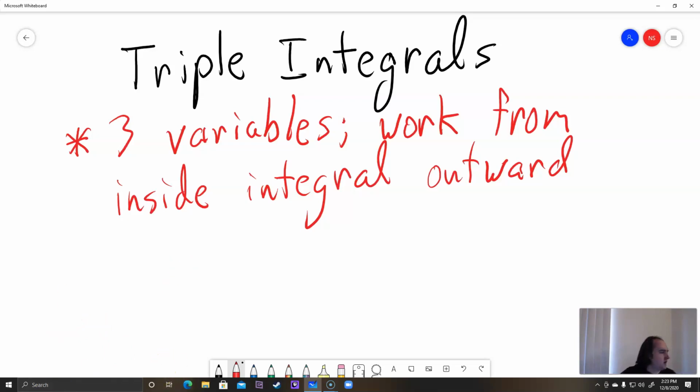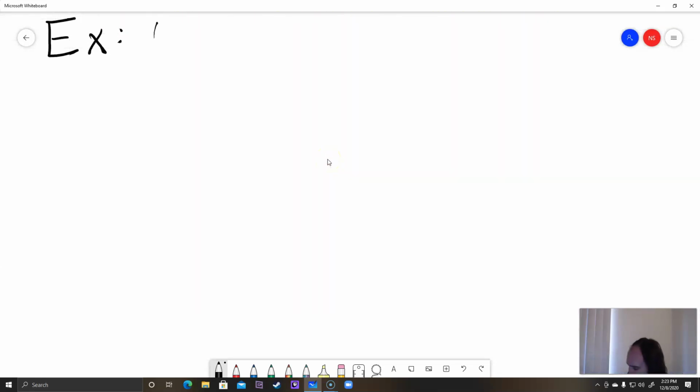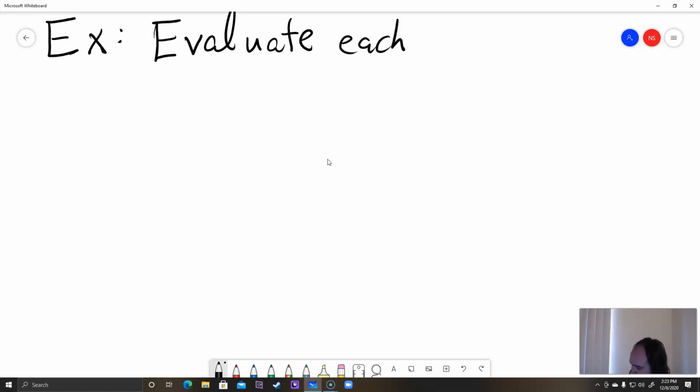Alright, so let's see some examples of this. It's actually a pretty fun topic. I actually really like these. It's a lot like Calculus 1. It's just a little bit more complicated because it has more variables. Okay, so example. Evaluate each integral.